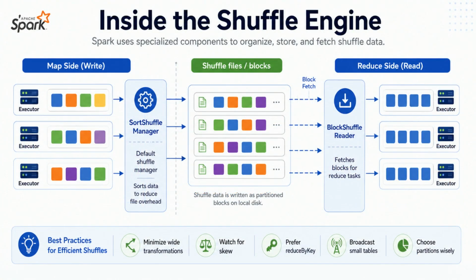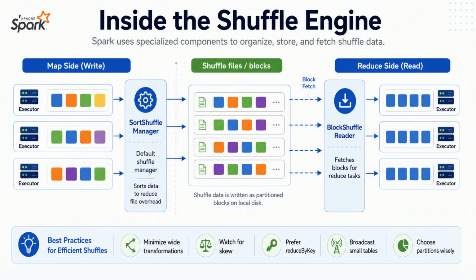Inside Spark, Shuffle is managed by specialized components that play a crucial role in the execution of distributed data processing tasks. These components ensure that data is efficiently moved and organized across different stages of a job. On the map side, Spark uses the Shuffle Manager to organize and write shuffle data. This process is essential for preparing data to be consumed by subsequent tasks.